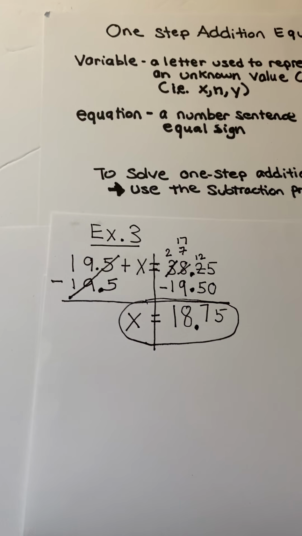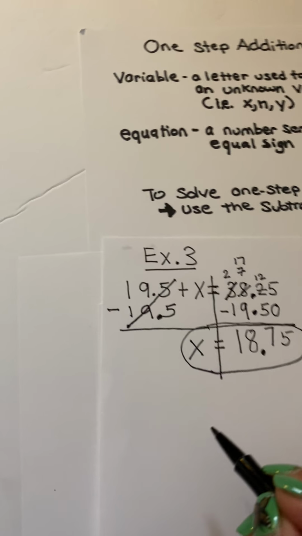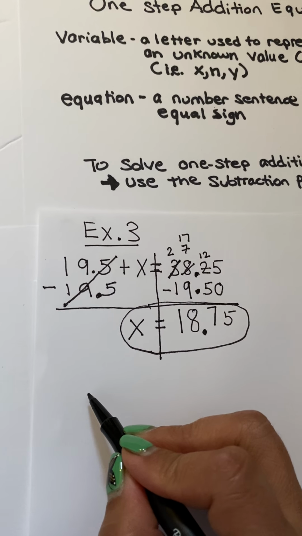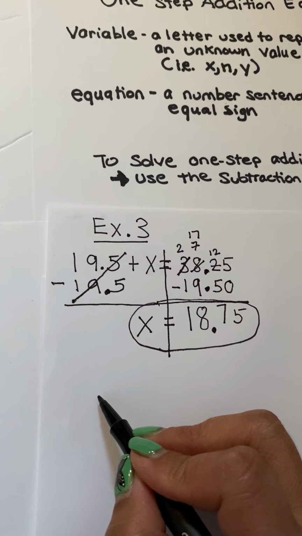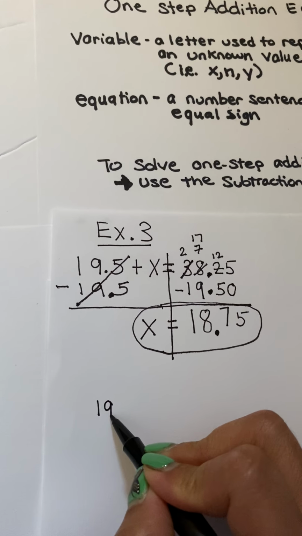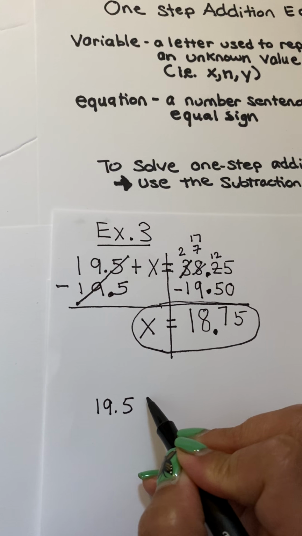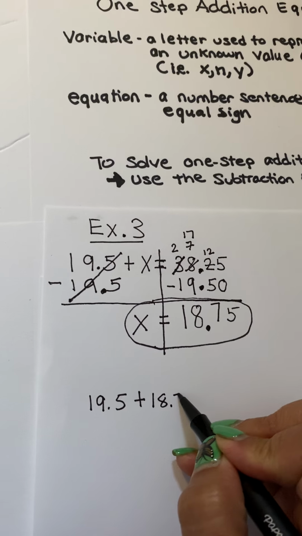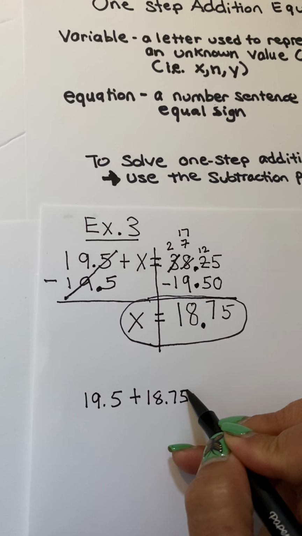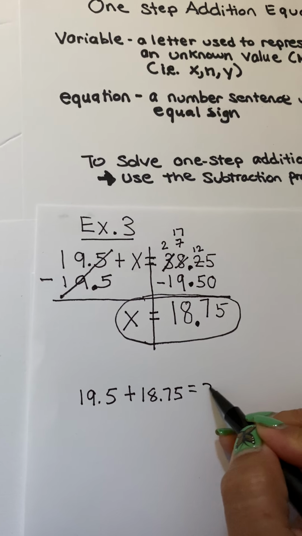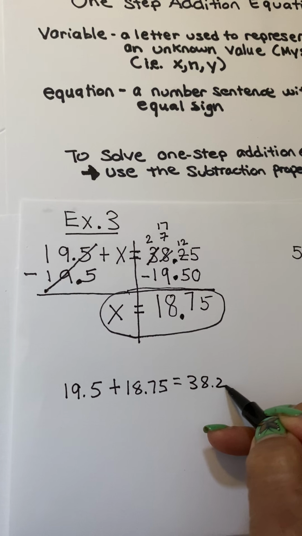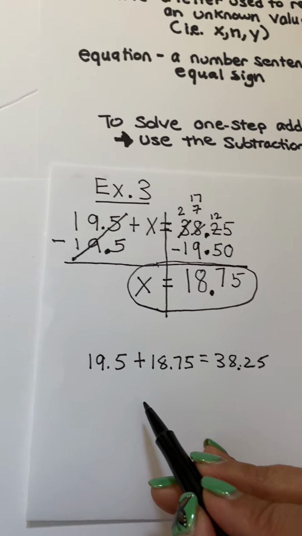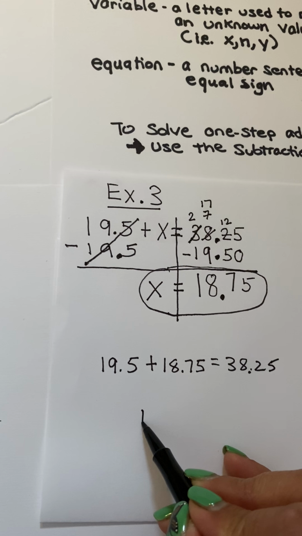So that's how we got x equals 18.75. In order to see if you have this right, you're going to replace x in this equation with the value you found. So write it out, 19.5 plus 18.75 equals 38.25. Okay, and we're going to go ahead and do that.